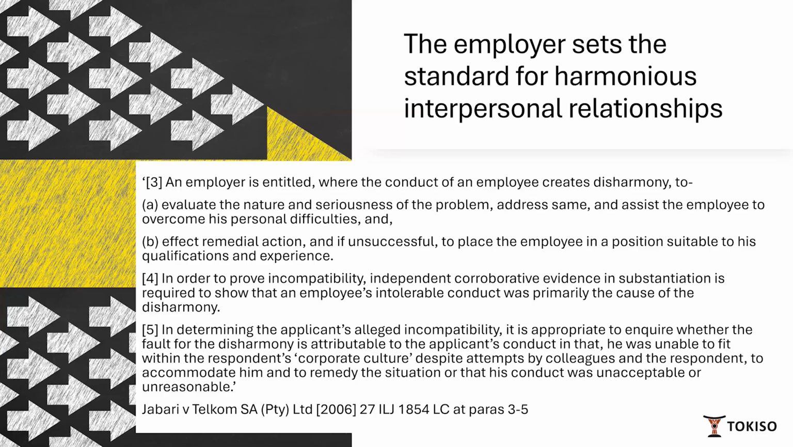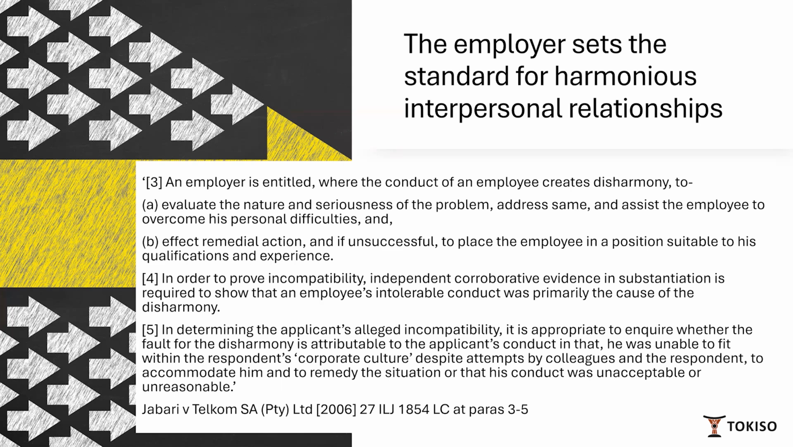It emphasizes that the employer has the prerogative to set those standards pertaining to what harmonious interpersonal relationships look like in the workplace. And in this case of Jabara, the employee was dismissed on the basis of attitude and behavior, and they cited general personality being incompatible with the employer's corporate culture. And the court held here that the employer has the onus of proving not only that the incompatibility exists, but also that the employee is substantially responsible for the disharmony, that they are causing the disharmony in the workplace.